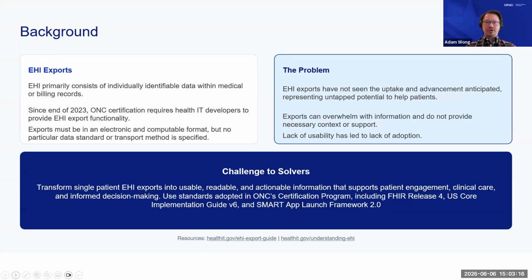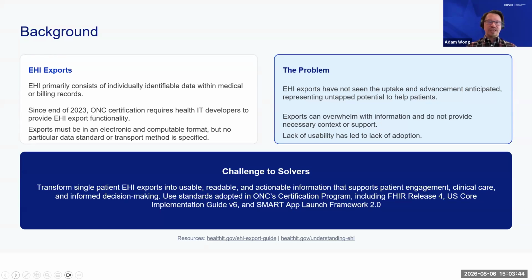So the problem here is that EHI exports have not seen the uptake and advancement anticipated, representing untapped potential to help patients. However, these exports can overwhelm with hundreds of pages of information without providing useful context or support. And this lack of usability has led to a lack of adoption. So this represents a clear opportunity for action.